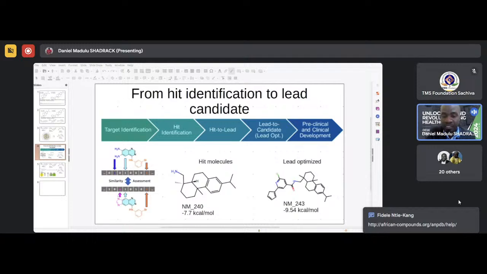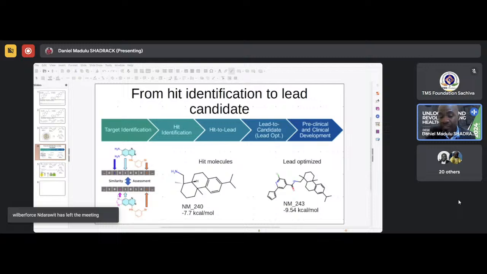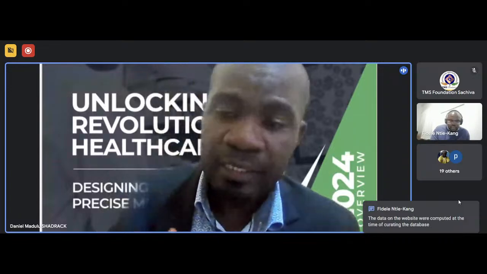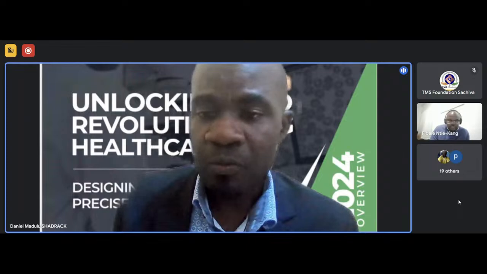Now, taking an example, this is a hit molecule, a natural product, experimentally shown to be active. But here, I did an experiment to optimize and improve the activity, which is now increasing from -7.7 to -9.54 kilocalorie per mole. So we can move from this starting point to here. Basically, as was said about similarity assessment, we can find similar molecules that we can optimize, obtaining even more potent ones than the starting material.